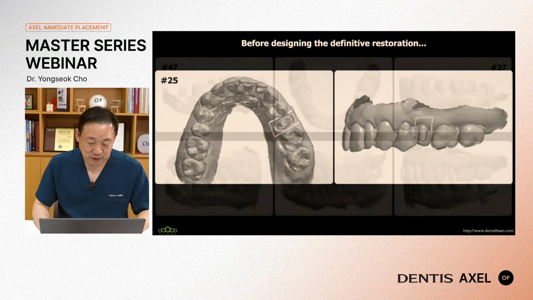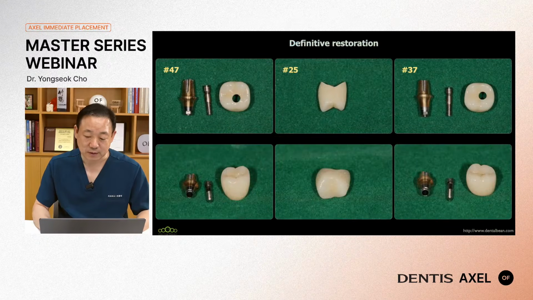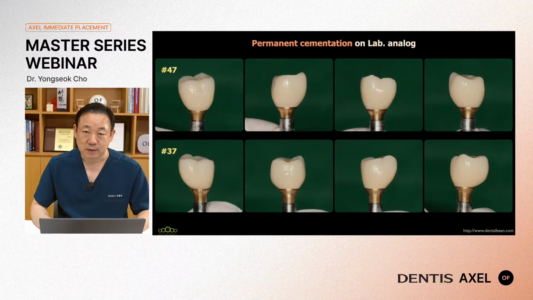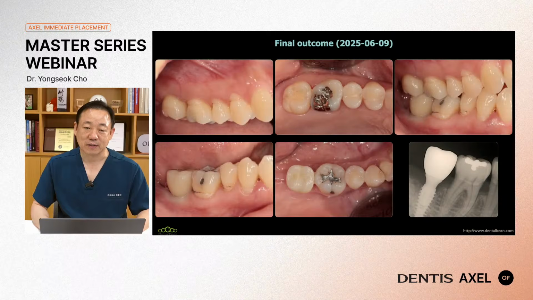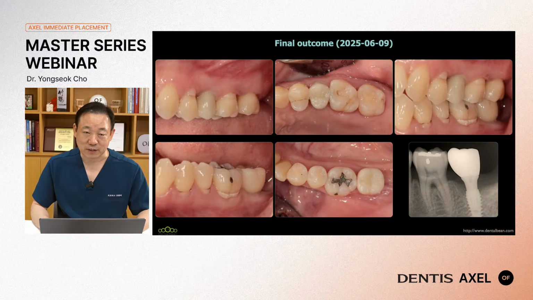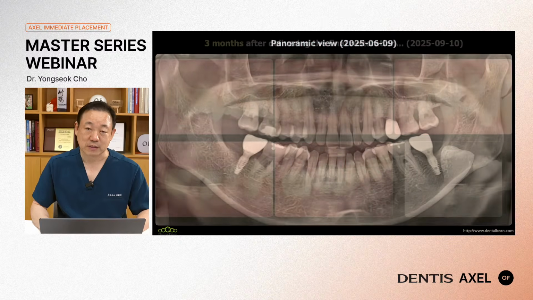Okay, finally, the crowns are made and cemented on the left analog. When the test position is good, we can cement the crown on the left analog. The final outcome is here: right second molar and left second molar. Okay, like this.